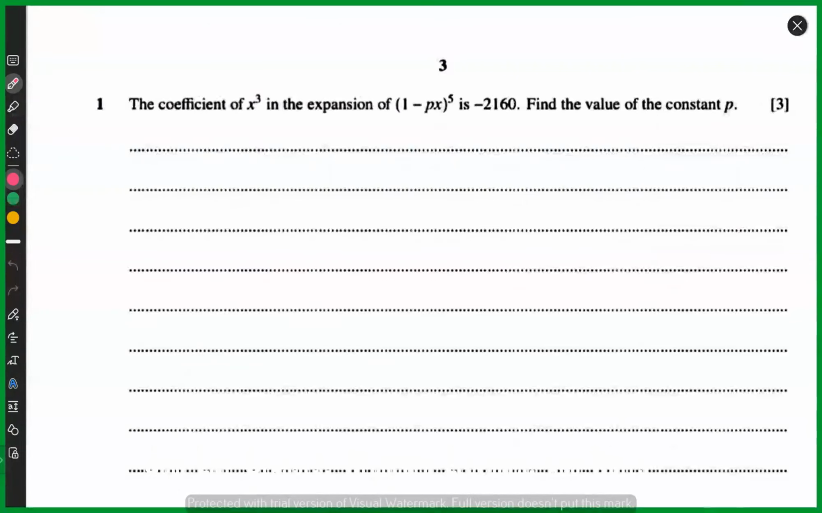The very first question says the coefficient of x cubed in the expansion of (1 minus px) to the power 5 is minus 2160. Find the value of the constant p. And this is the paper. You can just note it down.